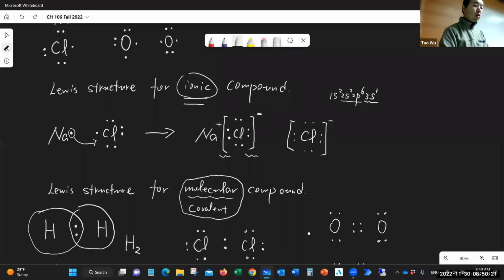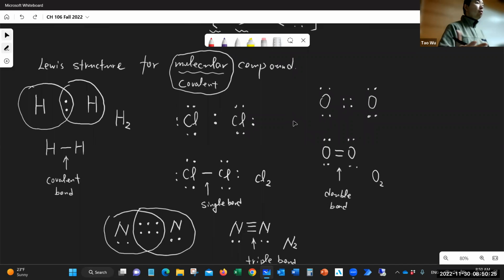But for molecular compounds, they're not going to gain or lose electrons. They're sharing the electrons, right? So once they share the electrons, they have no charge. We're not going to call them ionic because there are no ions there. They share the electrons as a covalent bond. That's why we call it a covalent compound.